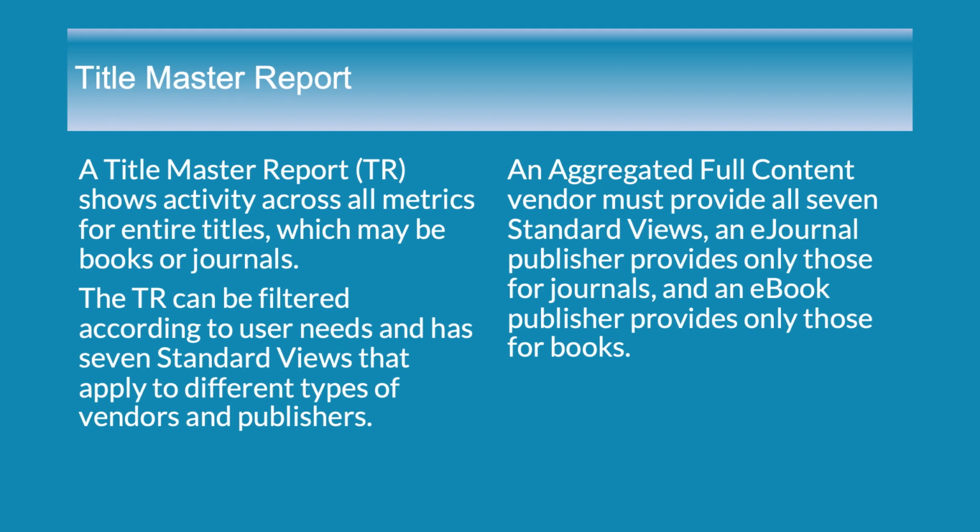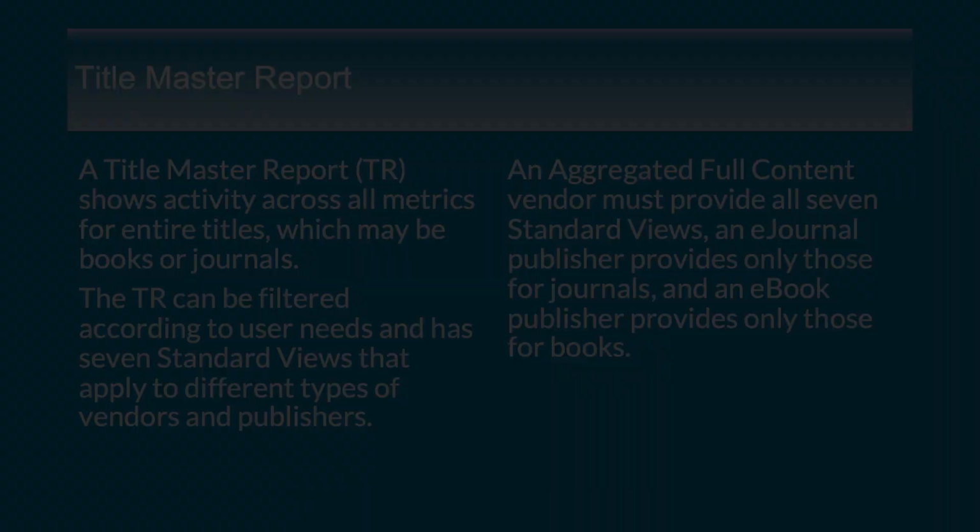A Title Master Report, or TR, shows activity across all metrics for entire titles, which may be books or journals. The TR can be filtered according to user needs and has 7 standard views that apply to different types of vendors and publishers. An aggregated full content vendor must provide all 7 standard views of TR, while an e-journal publisher provides only those for journals, and an e-book publisher provides only those for books.